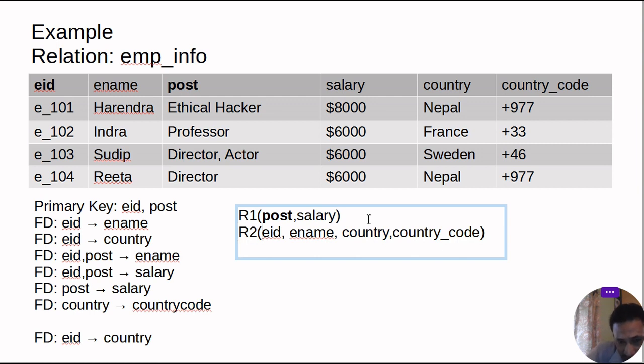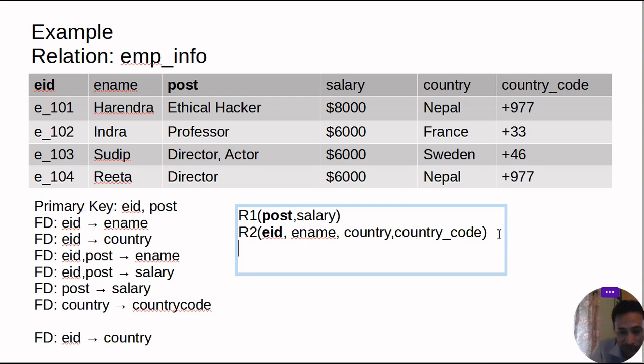Why we created R2 is that ename is dependent upon EID, that is the partial dependency. Country is also dependent upon EID, that is also a partial dependency in the original table. So from that original table we derived those attributes which created the partial dependency. We derived the country code here also because country code is dependent upon country.